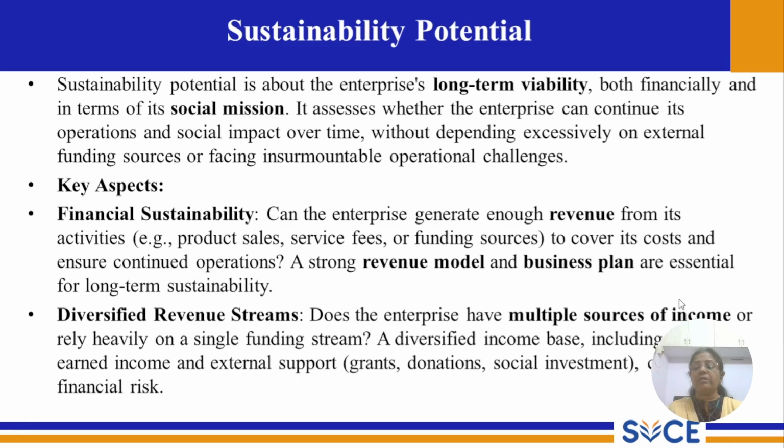Can the enterprise generate enough revenue from its activities, for example product sales, service fees, or funding sources, to cover its costs and ensure continued operations? A strong revenue model and business plan are essential for long-term sustainability. Diversified revenue streams. Does the enterprise have multiple sources of income or rely heavily on a single funding stream? A diversified income base, including both earned income and external support, grants, donations, social investment, can reduce financial risk.